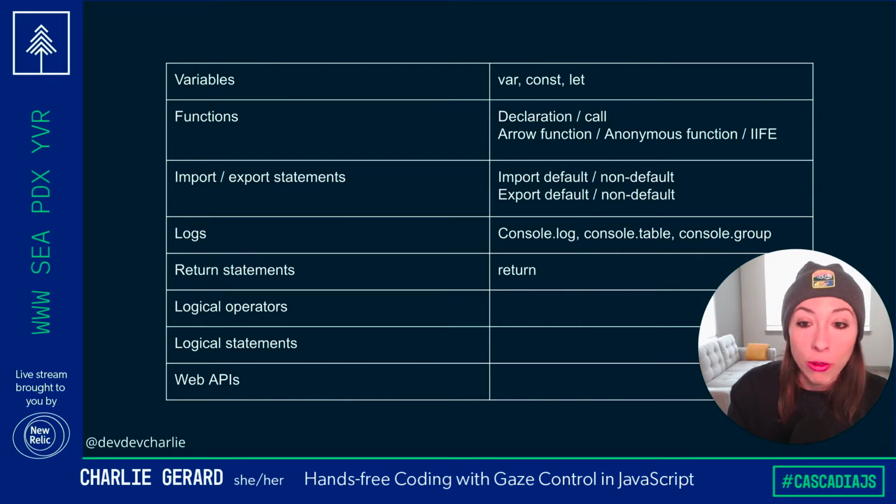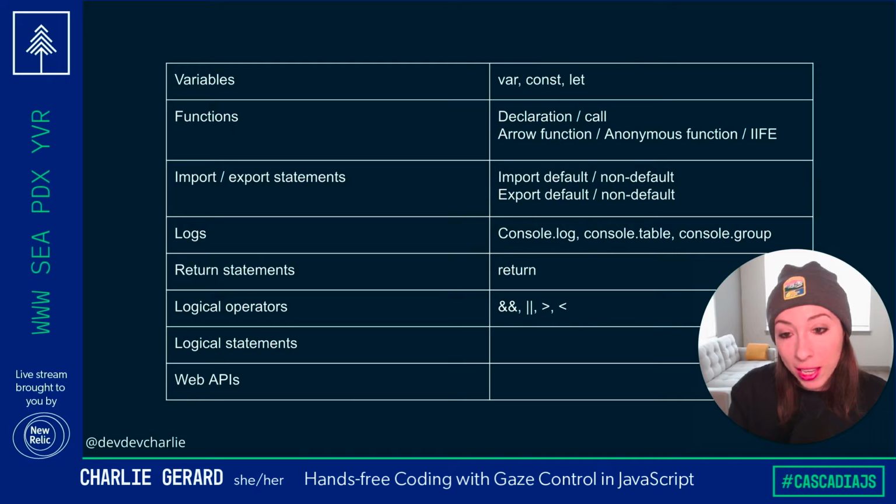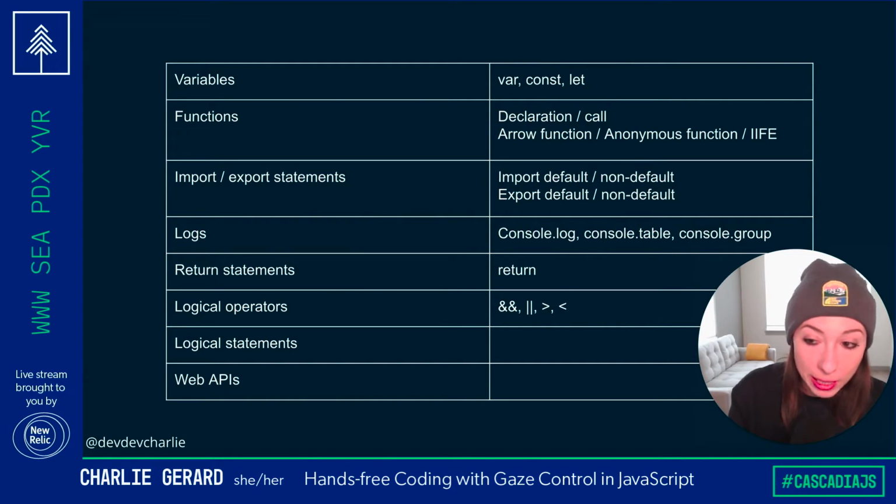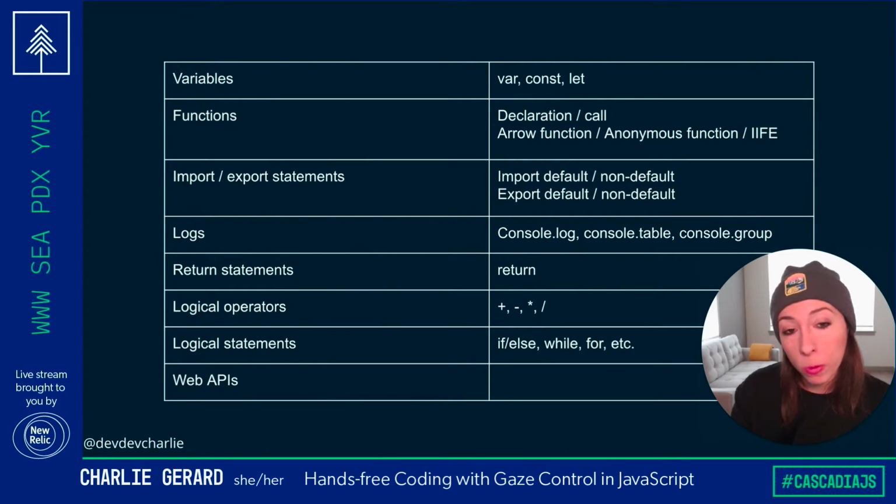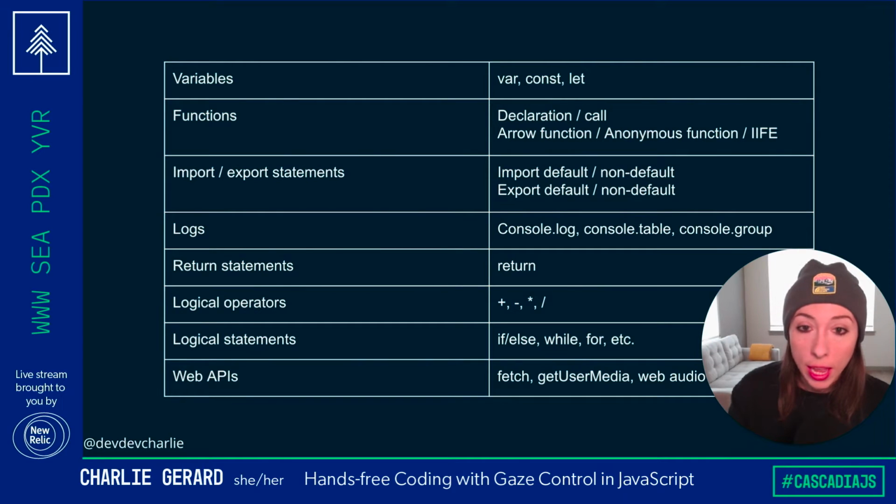For return, we got return. For logical operators, we have and, or, more than, less than. For logical statements, we have our loops or if, else. And even in our web APIs, we have a specific amount of ones that you might have used before, like fetch or getUserMedia. So now that we reflect a little bit on the syntax of how we write our programs and what is possible in JavaScript, we can conclude that we could create some kind of phrasebook of commonly used coding patterns.